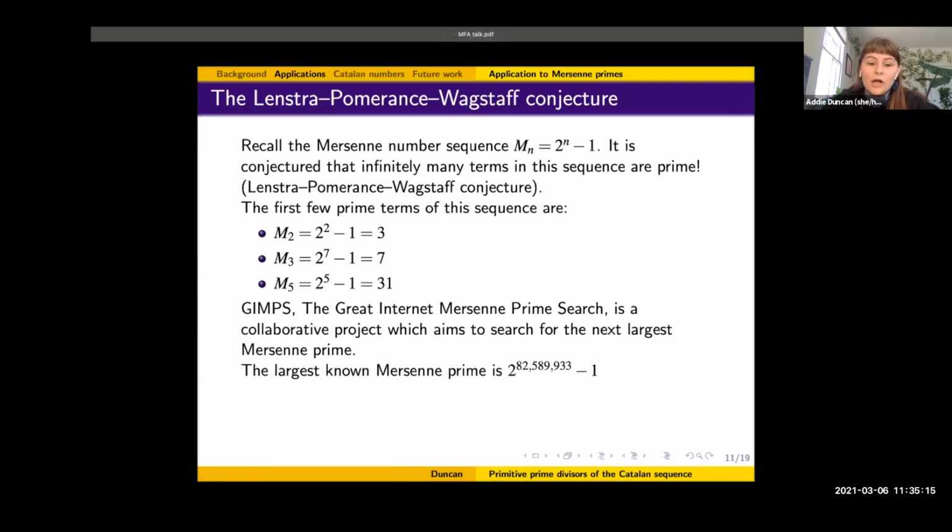And there's this project called the Great Internet Mersenne Prime Search, which is a collaborative internet project. Their goal is to search for the next largest Mersenne prime in the sequence, because it turns out that this is one of the best ways we have of generating really large primes that we can use in cryptography, for example. And in fact, the largest known prime is a Mersenne prime, and it's this number right here. And I believe it was found in 2018 by the GIMPS project.